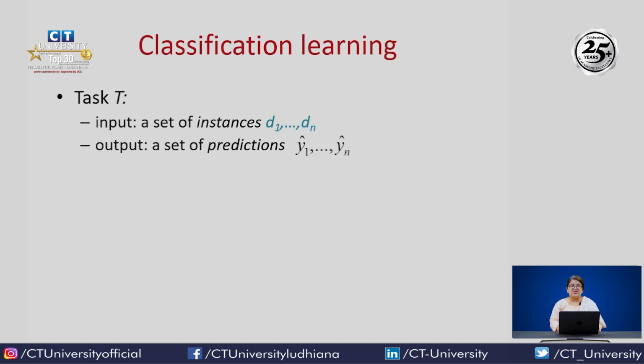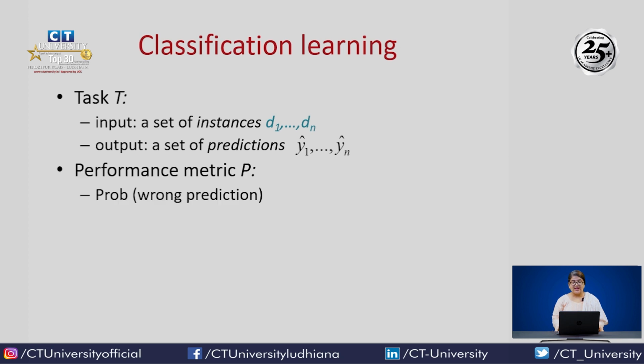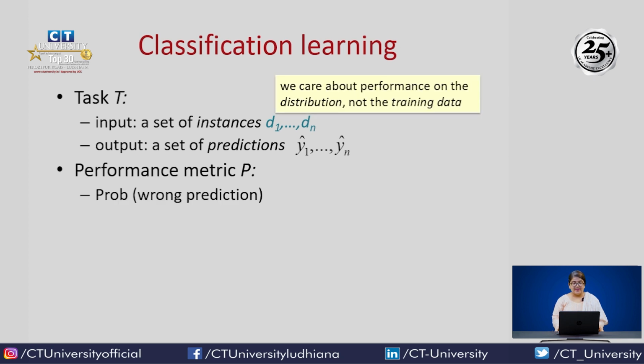So what happens in classification learning? What we need to do is, task T is there. T means input, a set of instances, that is D1, D2 up to Dn. Then for the output, we have a set of predictions, Y1 cap, Y2 cap up to Yn. Then the performance metric is P.